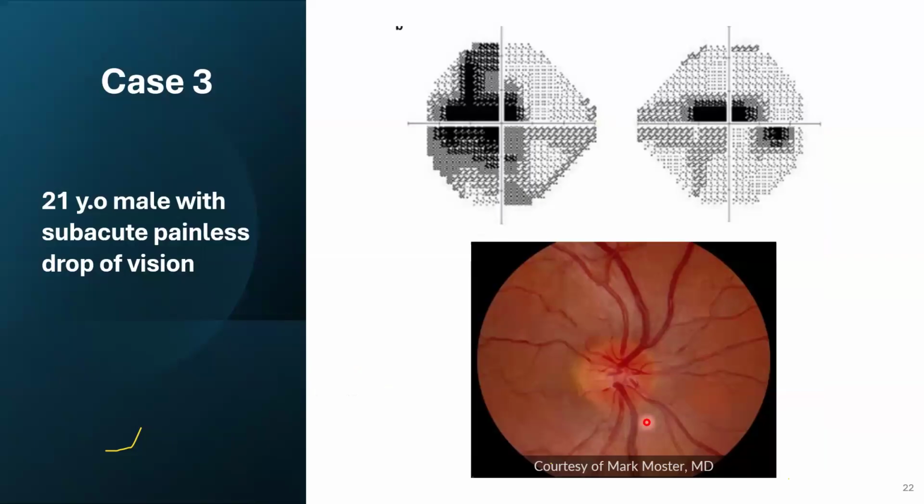Now, let's take case 3, a 21-year-old young male with subacute painless drop of vision. The optic nerve looks normal. The eye examination was normal. Probably there are some telangiectatic vessels. We do the visual field, and you see bilateral central scotoma.